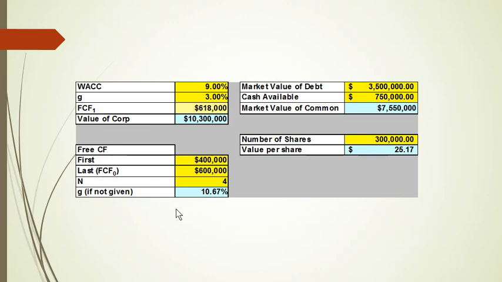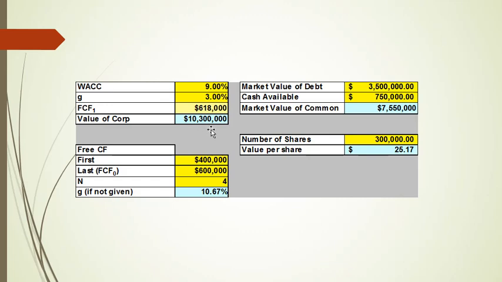Again, here's the free cash flow. We need to find the growth rate of free cash flow. In this case, 10.67%. Now, we've thought that that's actually a little bit on the high side. So we wanted to be a little bit more conservative, and the growth rate is actually 3%. So again, we have made the change ourselves to change the growth rate because we feel that this number is unreasonable to be sustained into the far distant future. So again, we end up with a value of $10.3 million.